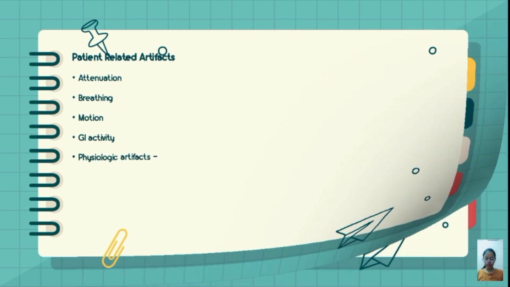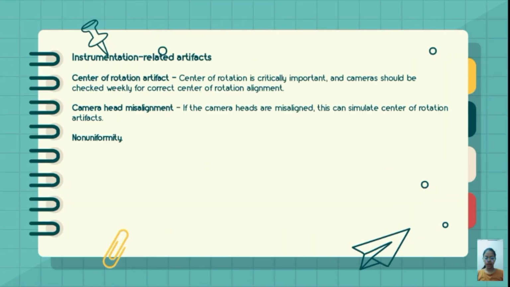Next, the second type is the instrumentation-related artifacts. Under instrumentation-related artifacts, we have three artifacts. First is the center of rotation artifact. Center of rotation is critically important, and cameras should be checked weekly for correct center of rotation alignment.